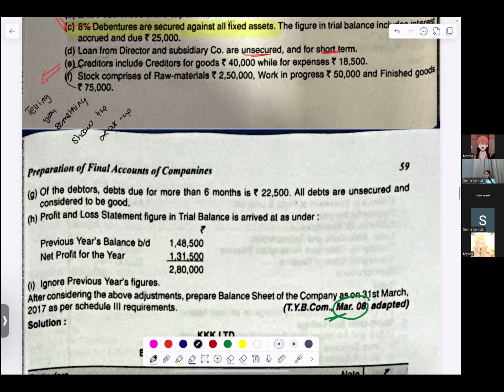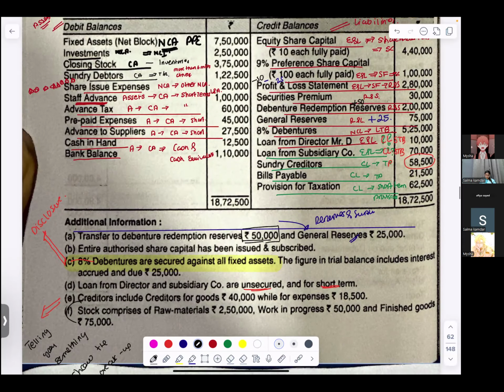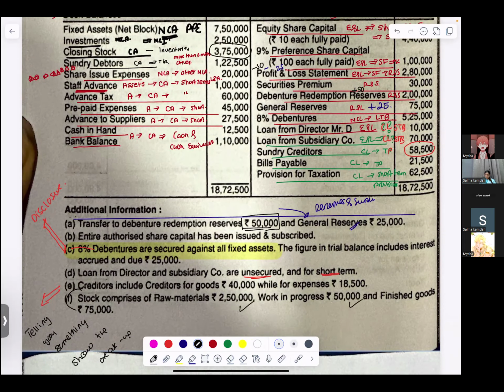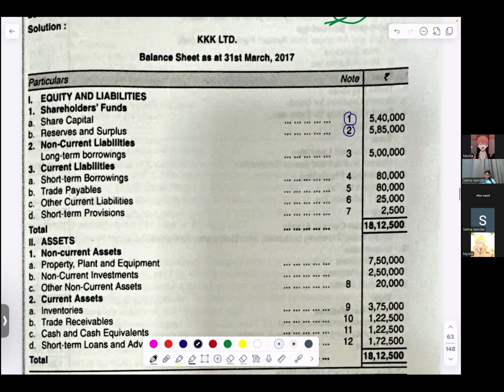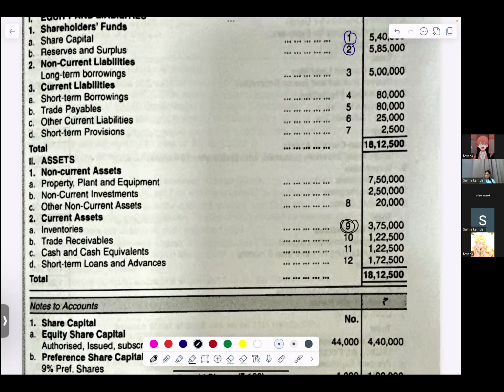Now, your closing stock. Where is your stock? Here. 375,000. It has a breakup of 250,000, 50,000, and 75,000. So this also you show in your working note, in your current assets, inventories. Working note, because they've given a breakup for this. I hope you're with me.